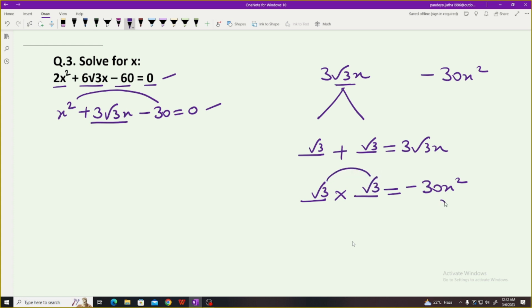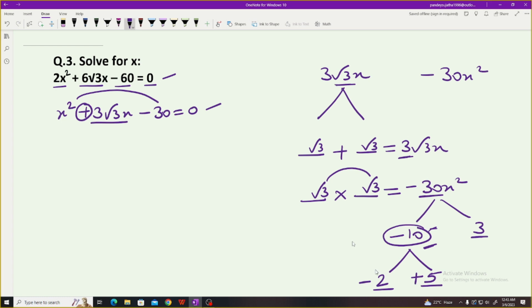Root 3 into root 3 is 3. So for this 30, 3 is one of the factors. Then the other factor will be minus 10. So now split this minus 10 in such a way that the product is equal to minus 10 and the sum is equal to 3. So we know that 2 fives are 10. And for the sign, which number should be positive and which negative, just check the middle term. Here it is positive. So the greater number should be positive and the smaller number should be negative.